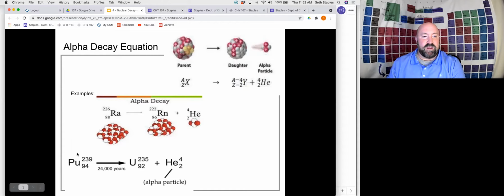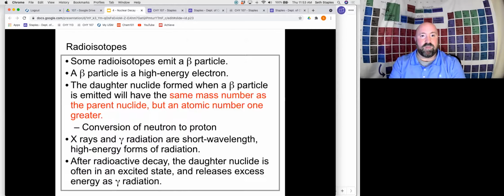And in this example here, this is plutonium-239. We can see again our mass number goes down by 4, our atomic number goes down by 2 to form uranium-235, atomic number 92, and our alpha particle. This doesn't happen quickly. This process here for plutonium can take up to 24,000 years. It's one of the reasons why radioactive waste is so dangerous. It stays around for a long time until it starts to become a little bit more stable by spitting out some of these radioactive particles.